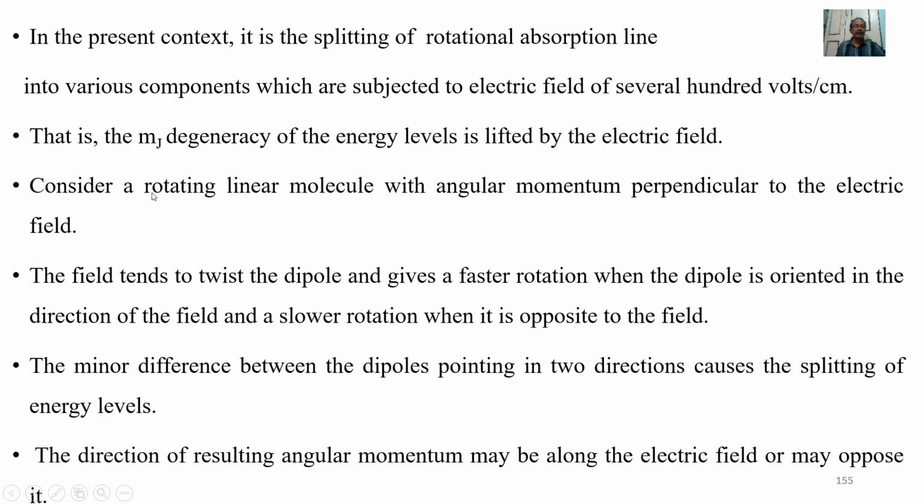Consider a rotating linear molecule with angular momentum perpendicular to the electric field. The field tends to twist the dipole and gives a faster rotation when the dipole is oriented in the direction of the field and a slower rotation when it is opposite to the field. The minor difference between the dipoles pointing in two directions causes the splitting of energy levels. The direction of resulting angular momentum may be along the electric field or may oppose it.